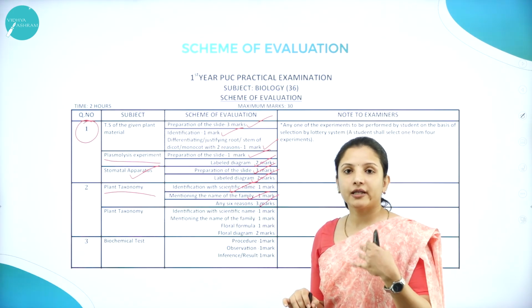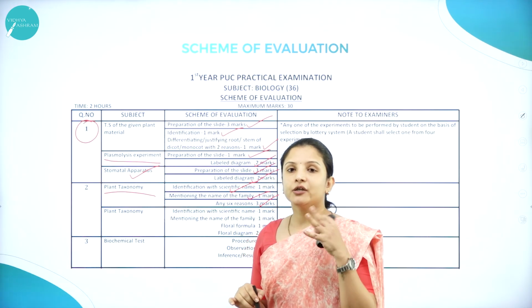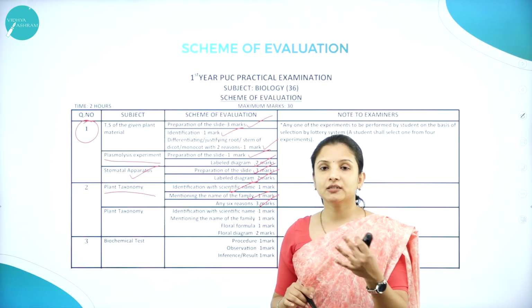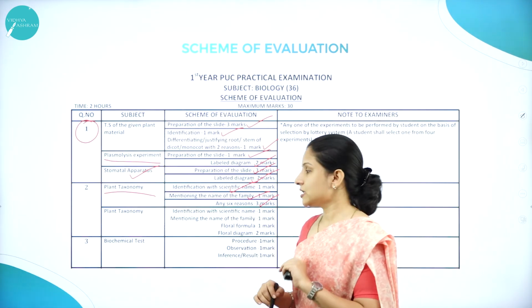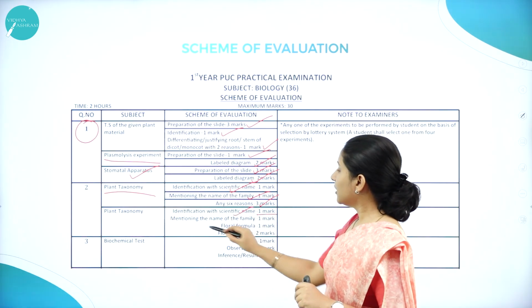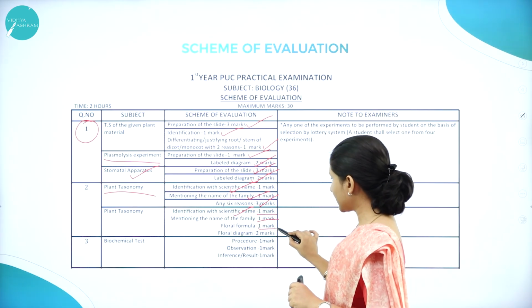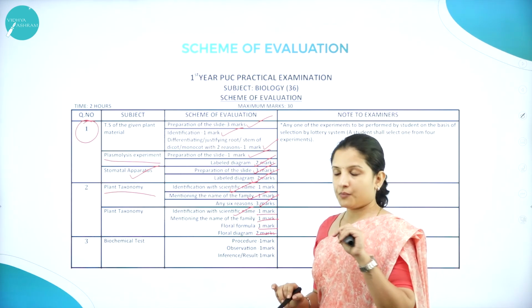And if, by lifting a chit, you have got an experiment wherein a plant will be given, you have to write the scientific name, then observe the floral characters, write the floral formula and draw the diagram. Marks are distributed, we will just see. So identification with the scientific name will carry 1 mark, mentioning the name of the family will carry 1 mark, floral formula will carry 1 mark, and drawing the floral diagram will carry 2 marks.